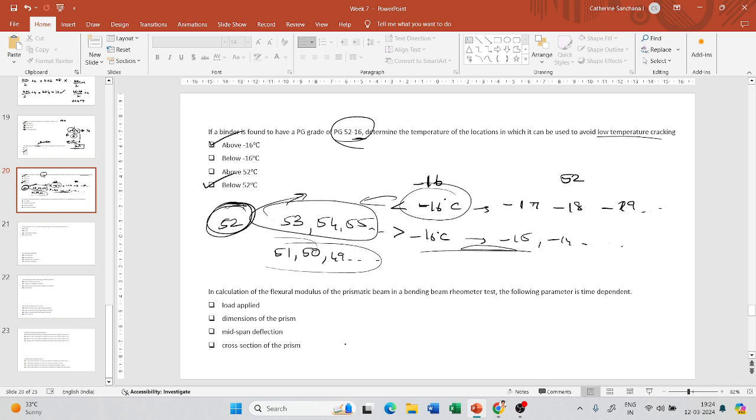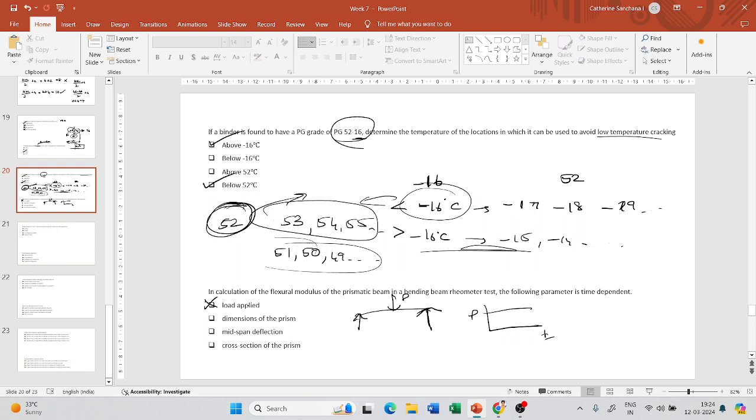is time dependent. Okay, so let us see one by one. We saw that this is the load that is applied on the prismatic beam, a point load at the center, and I told you that it is applied such that it is constant with time. A constant load is applied with time. So this is not the answer. The load applied is not varied as a function of time. It is not time dependent.